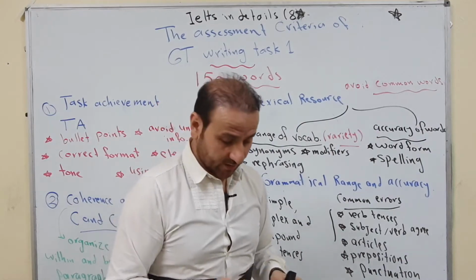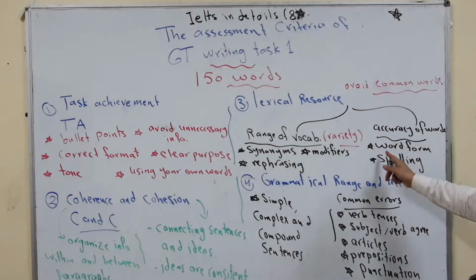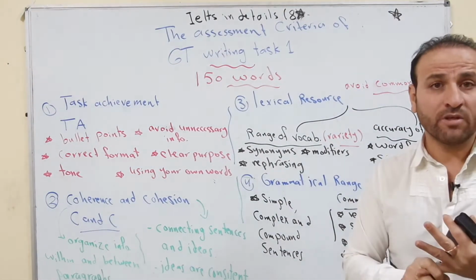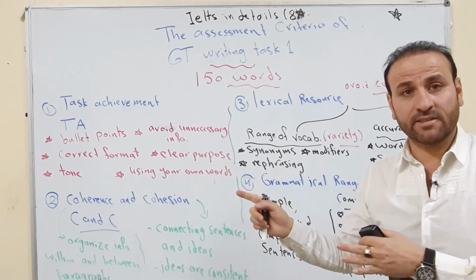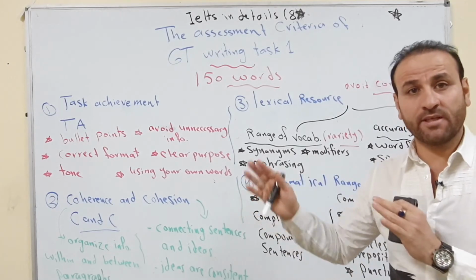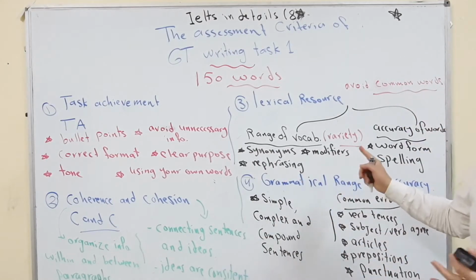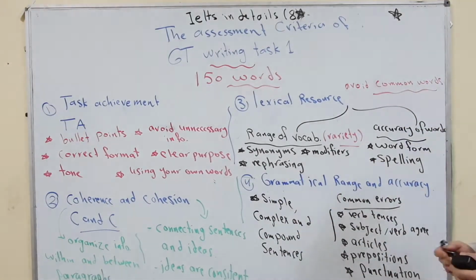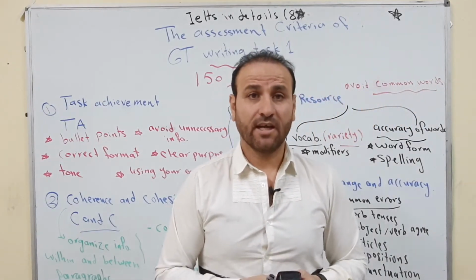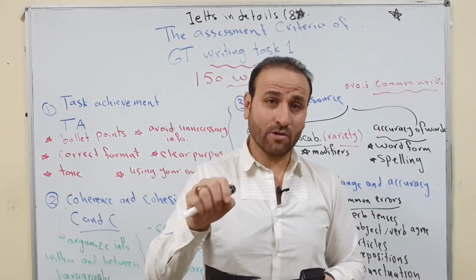Here, accuracy of words. It's very important to understand this, because one of the most important things is word form. So you have to write a noun, not a verb, in this sentence. So it is very important. We have to write an adjective, not a noun, in this sentence. So we have to be careful about this, because this will be assessed. Spelling. I always focus on spelling. Spelling is very important, and it can affect your mark, your band score.